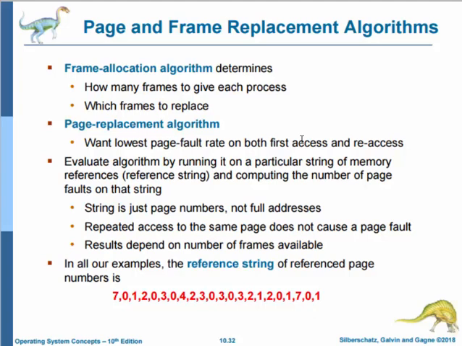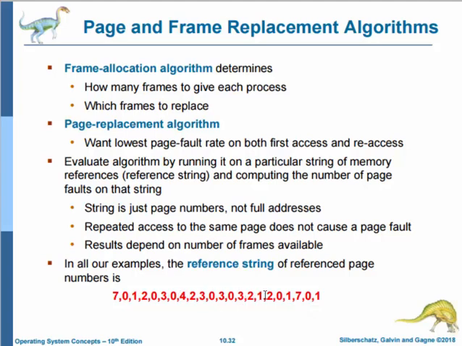To determine the number of page faults for a particular reference string and page replacement algorithm, we also need to know the number of page frames available. And obviously, as the number of frames available increases, the number of page faults decreases. For the reference string considered previously, for example, we would only have this typically small number of faults. In contrast, with only one frame available, we would have a replacement with every reference.